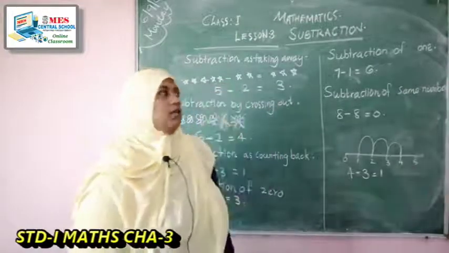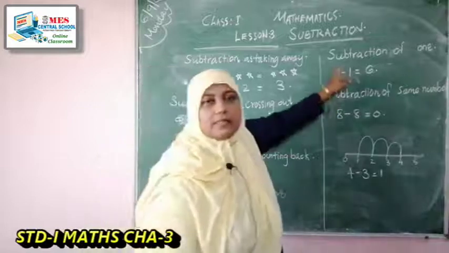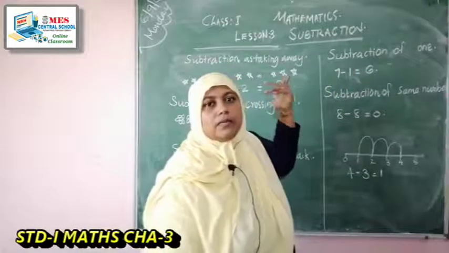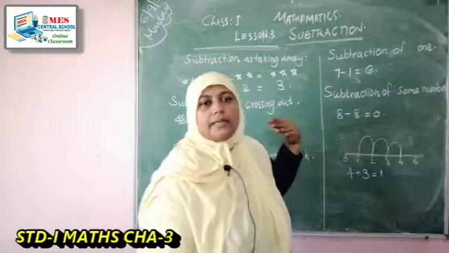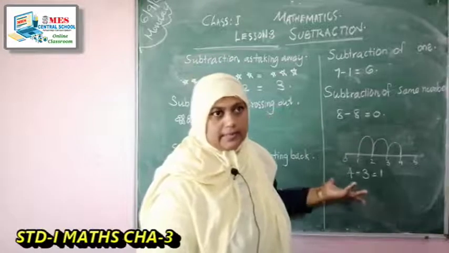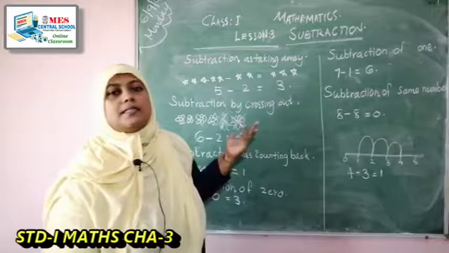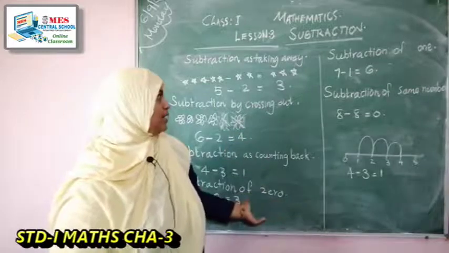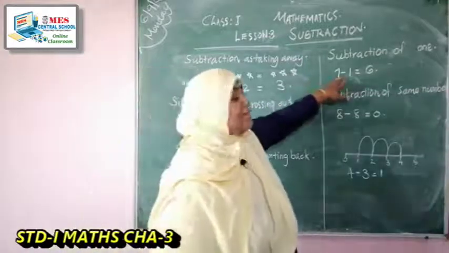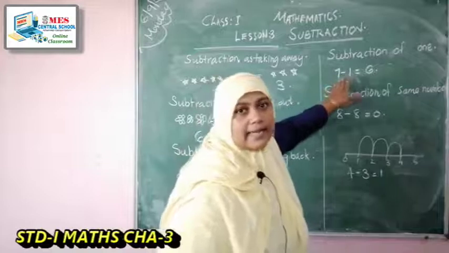If it is 5, 5 minus 1, the just-before number is 4. So we will get 4. 7 minus 1 is 6. 8 minus 1 is 7. 10 minus 1 is 9. 3 minus 1 is 2. In this way we will get the just-before number as the answer.